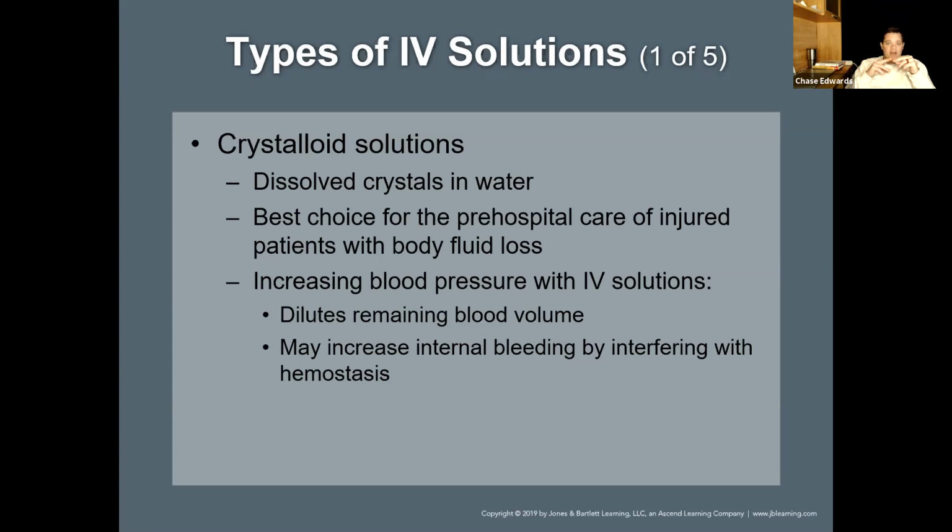It contains compounds that quickly dissociate in a solution. It's the best choice for the pre-hospital care of injured patients with body fluid loss. So 3 milliliters of isotonic crystalloid solution is needed to replace 1 milliliter of a patient's blood. Let me repeat that. 3 milliliters of isotonic crystalloid solution is needed to replace 1 milliliter of a patient's blood. It doesn't have the capability to carry oxygen, though, so you're not just going to try to make Kool-Aid, right?